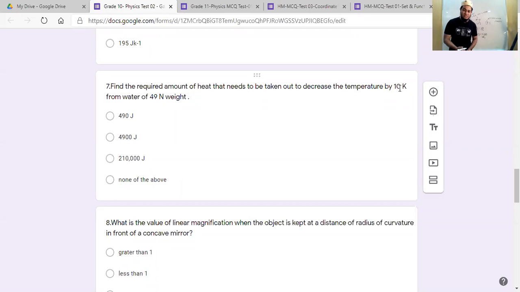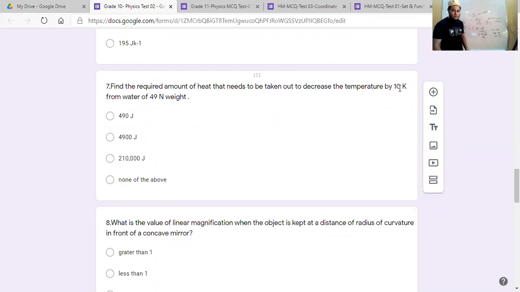Why? Because in the question it mentions that the temperature is changing. Find the required amount of heat that needs to be taken out to decrease the temperature by 10 Kelvin. That means temperature change is 10 Kelvin, and we are taking it out of water of 49 Newton weight. So water specific heat is 4200 into mass. Mass is not given, but weight is given, 49 Newton. So W is equal to mg, 49, then m is equal to 49 divided by 9.8, so it will be 5. So 5 into 4200 into 10. I guess it is 21, then 40.